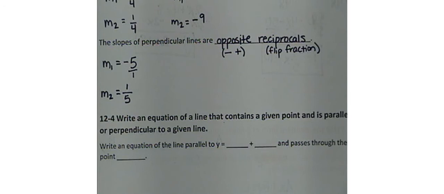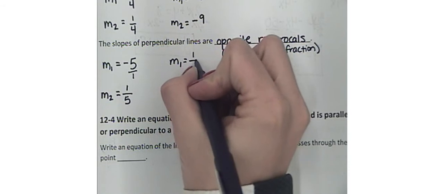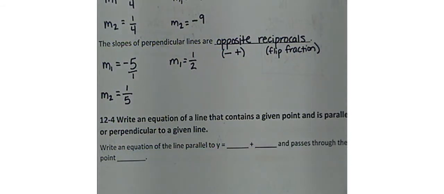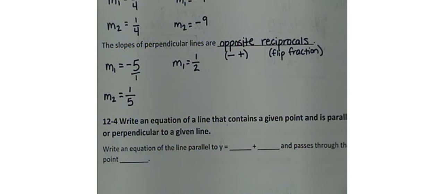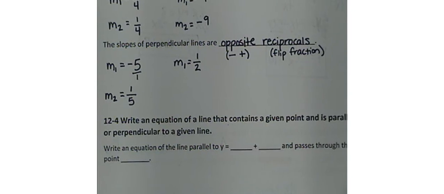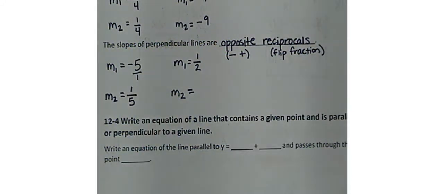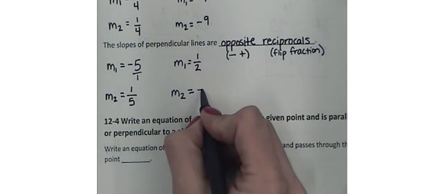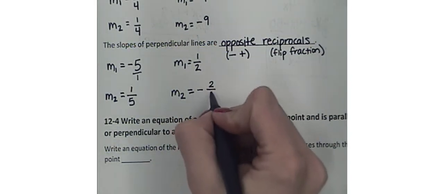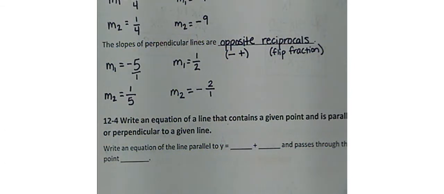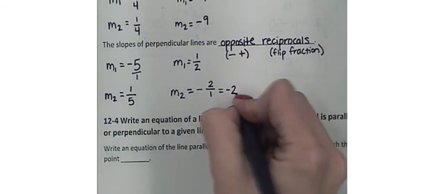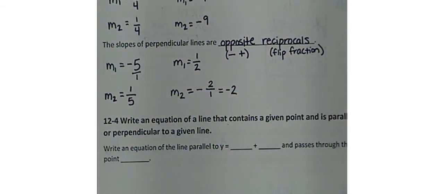Okay, let's try one more. If I give you 1/2, can you give me the slope perpendicular to that? If this one's positive, the new one has to be negative. Flip it, 2/1. Some of you might have just written that as a -2. Either way is acceptable. Either answer is correct.